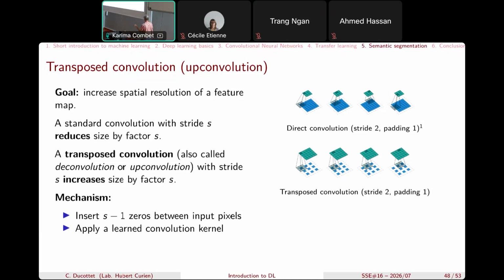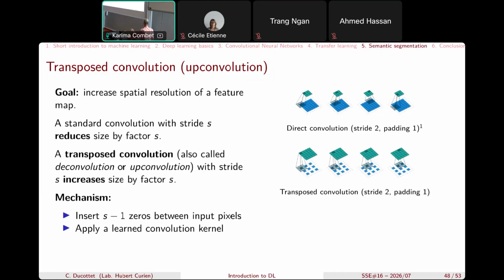And then we apply again a filter, which will integrate the information of the blue pixel, and it will also take the zero value, which will not give much information, and we will have as output a value. And as we have increased the resolution, we will have as output more values than as input. Okay, this is basically how an up convolution works.